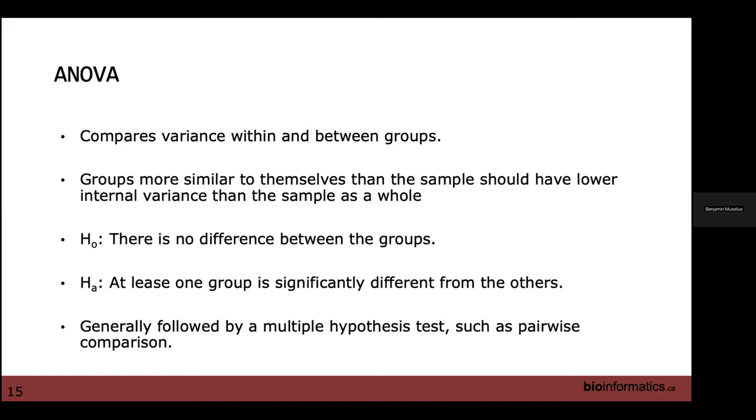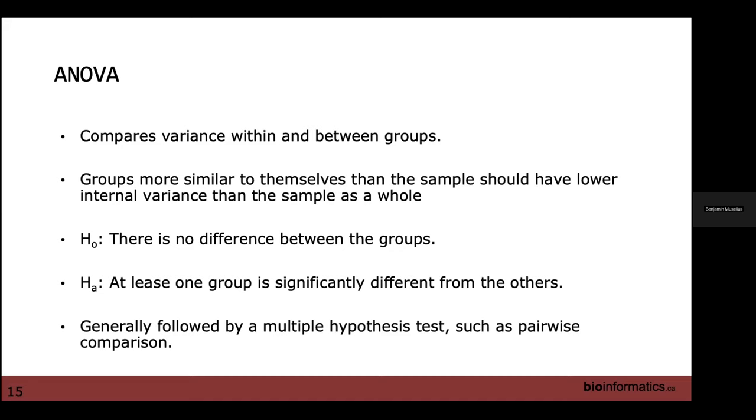ANOVA's actual hypothesis test: the null hypothesis is that there is no difference between the groups, and the alternate is that there is at least one significantly different group within the ones you're testing. The interesting thing about ANOVA is that it is derived from an F distribution. You can test multiple groups at once in ANOVA. That's how it differentiates itself from a t-test, and you get out a single statistic. So the alternate hypothesis only tells you that one of the groups is different. It doesn't actually tell you which one, at least in the F statistic output that the true ANOVA test is based on.